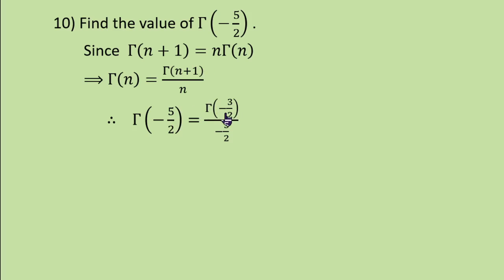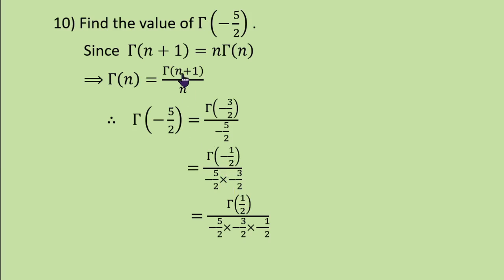Again, apply the same rule for this. Gamma(minus 3/2) is gamma(minus 3/2 plus 1) by minus 3/2. Minus 3/2 plus 1 becomes minus 1/2. So, gamma(minus 1/2) divided by minus 5/2 into minus 3/2. Again, apply the same rule. Gamma(minus 1/2) is gamma(minus 1/2 plus 1) by minus 1/2, and hence it is gamma(1/2) divided by minus 1/2.